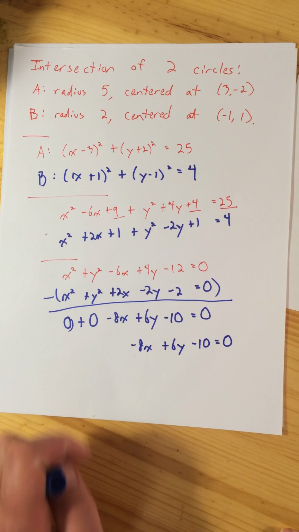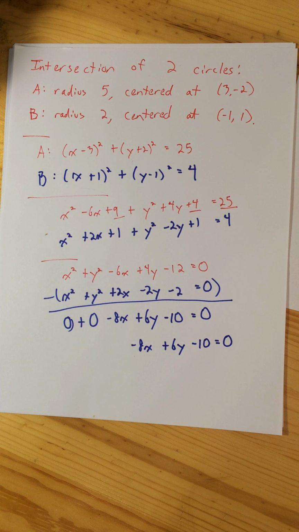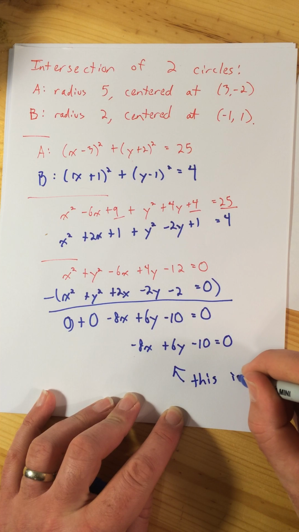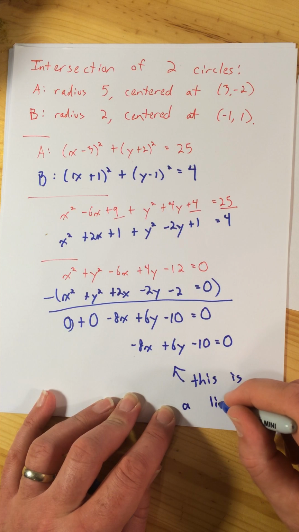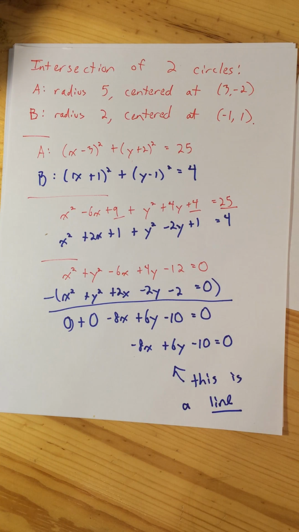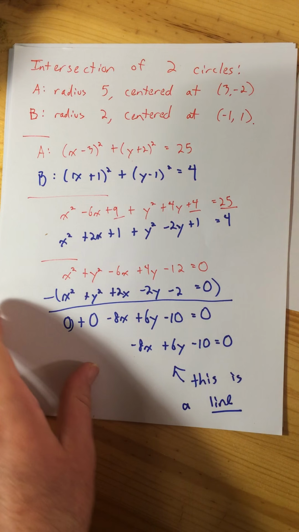And the question is, what kind of a creature is that the equation for? This is a line. That's a linear equation. Now you might recognize it more if you solve for y. So we can do that.